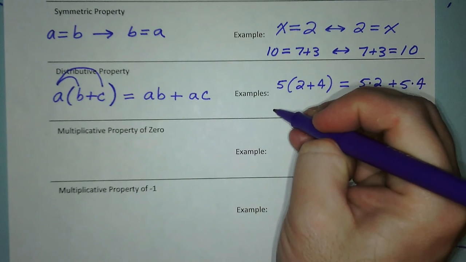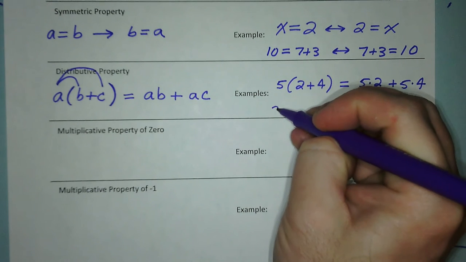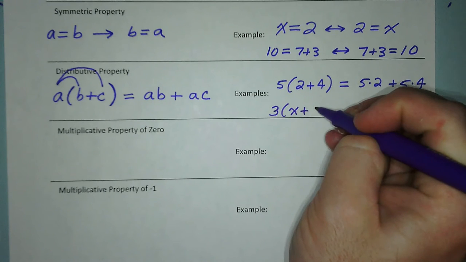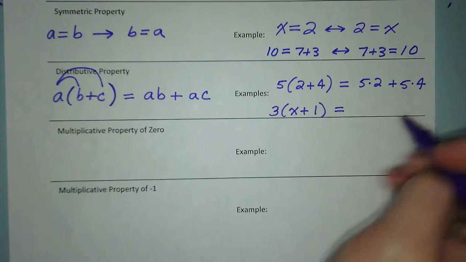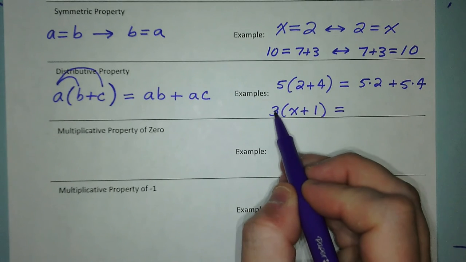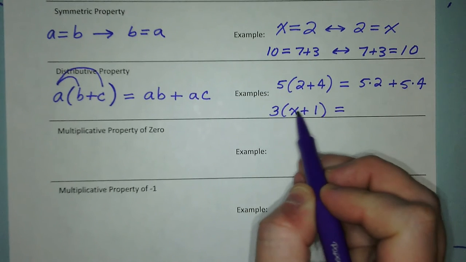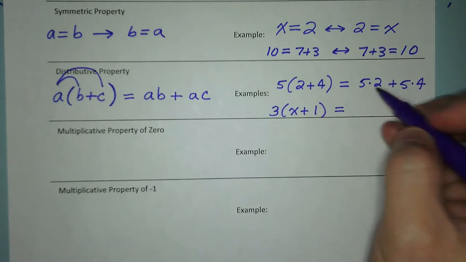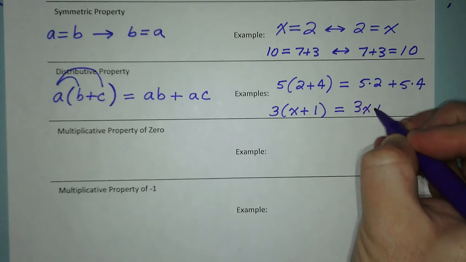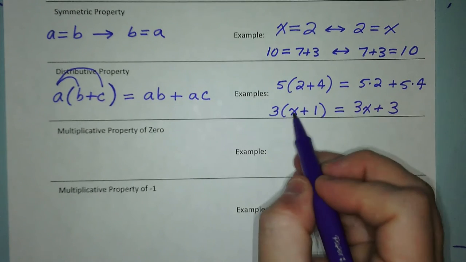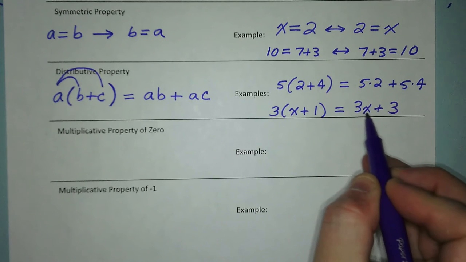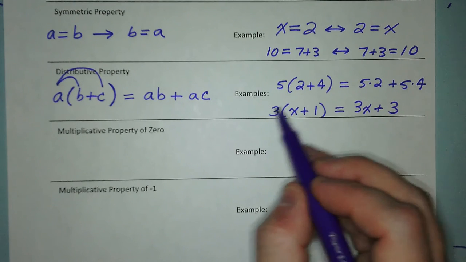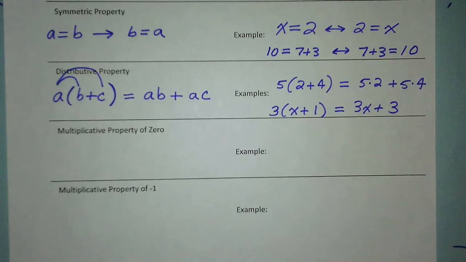Or you could have a 3 out here, and then an x plus 1 in here. To multiply the 3 to this sum, you'd multiply 3 to the x, and then you'd also multiply 3 to the 1. So you'd get 3x plus 3. Because 3 times x is just 3x. You can't really even simplify that. It's just 3 times x. And then 3 times 1 is 3.